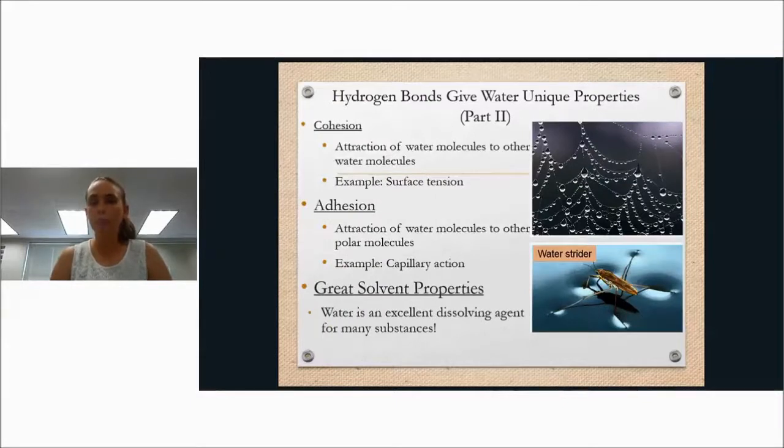Cohesion is water being able to stick to itself or other water molecules. An example of that is surface tension. Adhesion is the attraction of water molecules to other substances, other polar molecules, or capillary action. Capillary action is when it can go up the capillaries. If you get a little paper towel and put it into a little bit of water, it'll soak up the paper towel and stick to other things and stick to itself and go up there. And it is a great solvent. Water is considered the universal solvent, meaning that it is what most things dissolve into. Water is the best, most versatile substance for dissolving a number of different things.